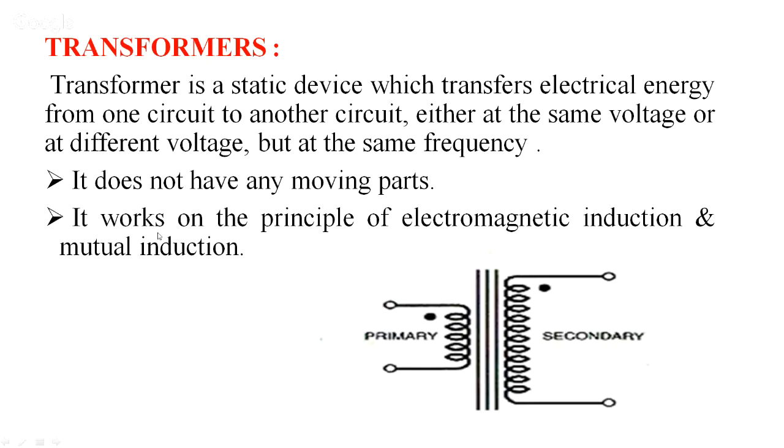And it works on the principle of electromagnetic induction and mutual induction. So this is how a transformer is represented, the symbol of a transformer. This represents the primary winding of the transformer. This is the secondary winding of the transformer. By drawing lines here, it represents it is an iron core transformer.